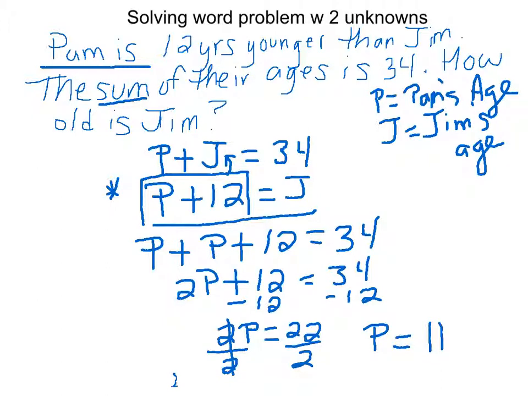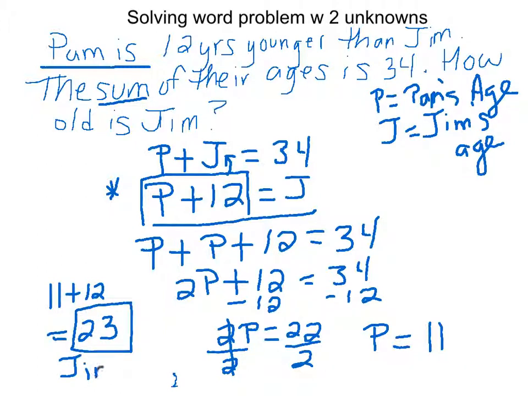Are we done? Well, let's see. P stands for Pam's age, and Pam is 11. What did they ask us in the question? How old is Jim? Oh, we're not done. Jim is 12 years older than Pam. So 11 plus 12 gives us 23, and that is going to be Jim's age. There you go. So it's a matter of combing through what they're giving you for words, trying to translate them into some kind of an equation, and then solving it with algebra, which you guys should be pretty good at, and then just making sure you answer the question at the end.